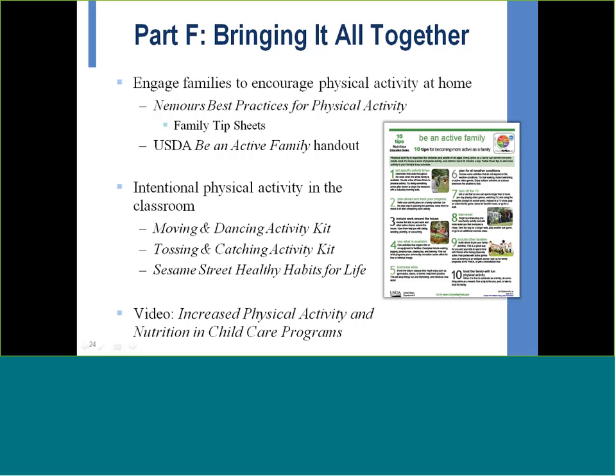This segment also reminds participants of the resources that can be used to intentionally plan for physical activity throughout the day. Both the physical activity kits, including the tossing and catching one and the moving and dancing one, as well as the Sesame Street Healthy Habits for Life toolkit, provide great grab-and-go lessons for providers. So hopefully they had an idea of that as you were introducing it throughout the learning session.